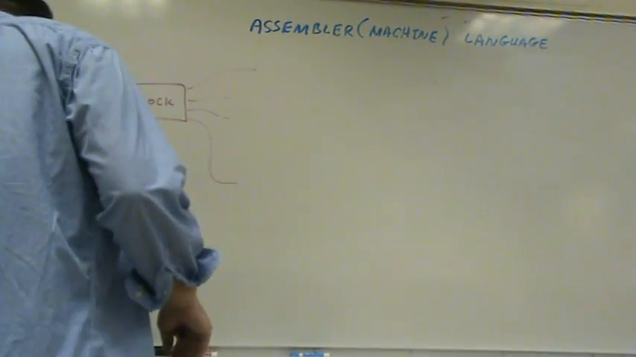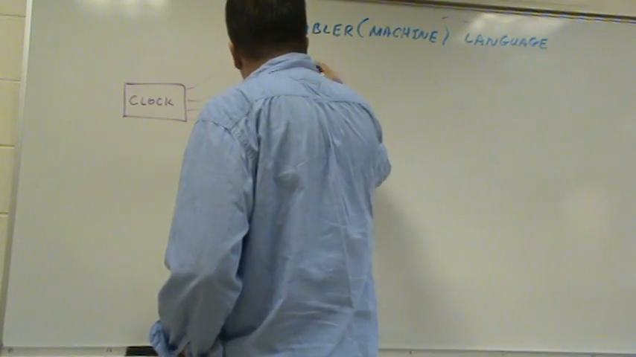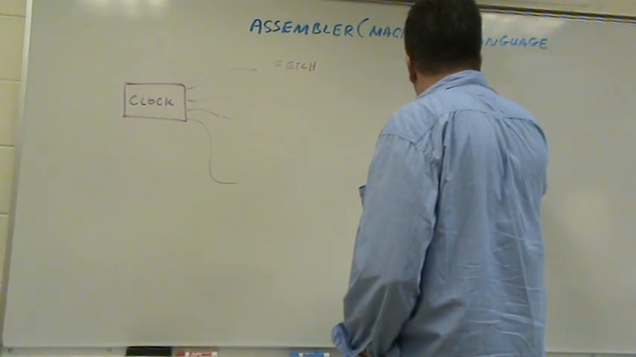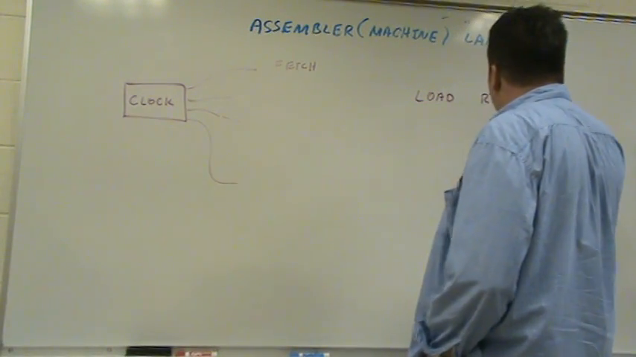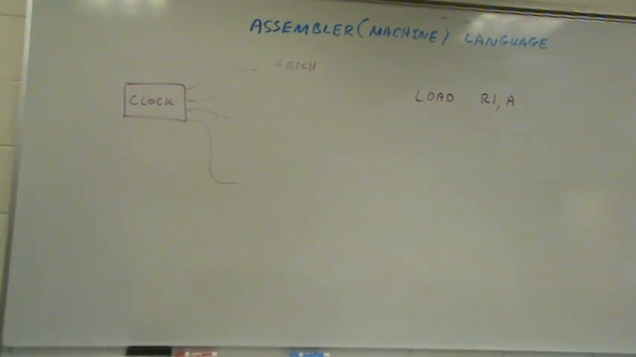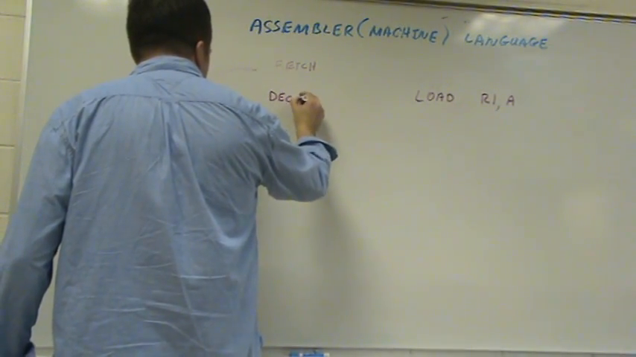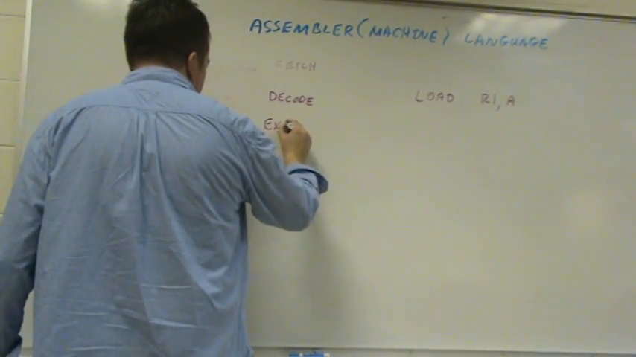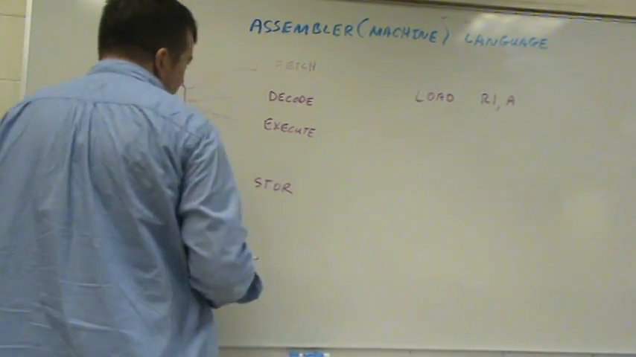But there are 4 steps to getting each instruction running. There's a fetch step. Now we're just looking at one instruction, like load register 1 with memory location A. It depends on your architecture, but we're going to keep it simple. We'll have 4 steps. Number 1 is to fetch the instruction. Number 2 is to decode it. The 3rd step will be to execute it. And the 4th step will be to store any results back.